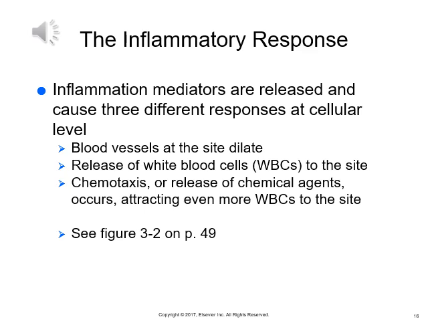When the body experiences trauma or is exposed to pathogens, protective mechanisms are altered and the body responds in a predictable manner. This is called the inflammatory response. Please look at figure 3-2 on page 49.